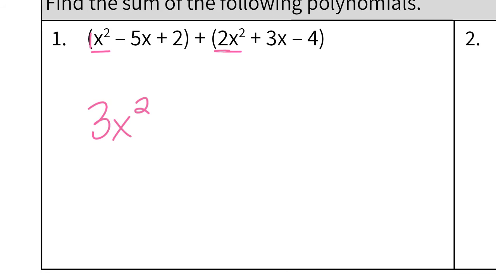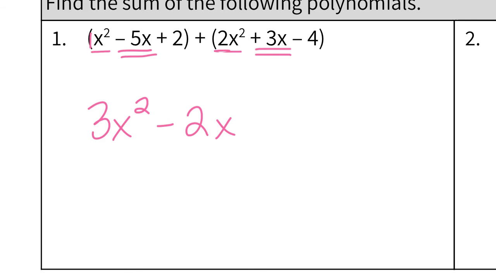So I have negative 5x. I'm going to underline it twice. It can only combine with something that has the same variable, same exponent. So only something that has an x. So if I look at the other trinomial, right in the middle, I have positive 3x. So we're going to combine their like terms by adding their coefficients. Negative 5 plus 3 gives me negative 2x.